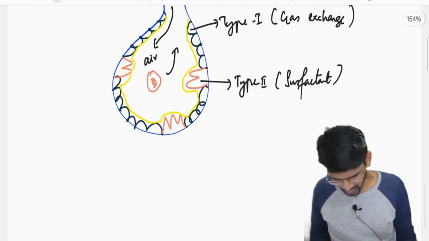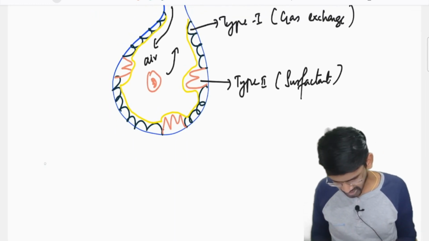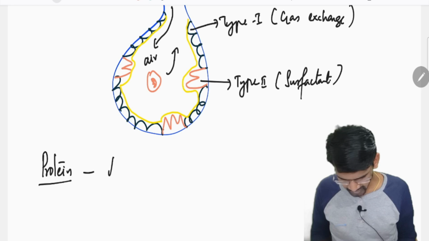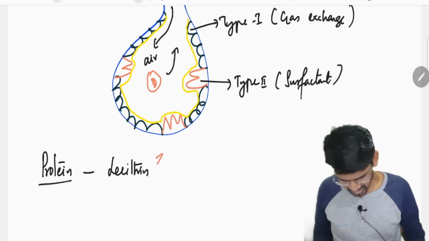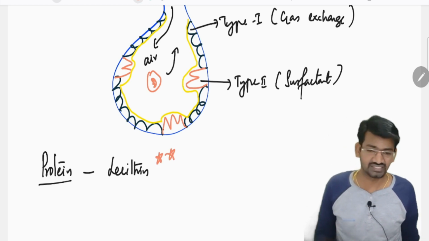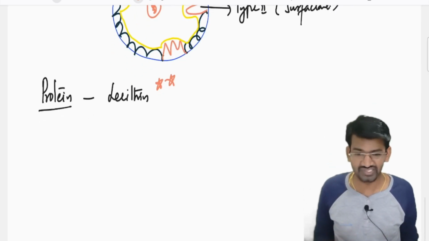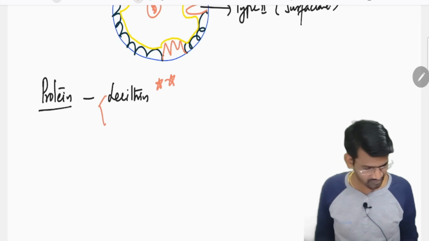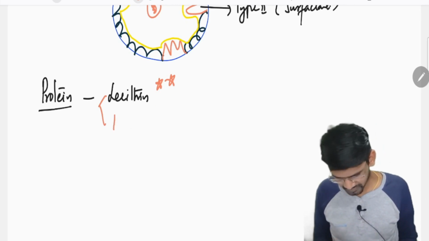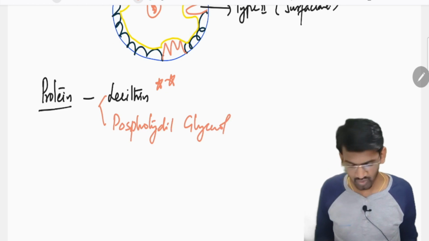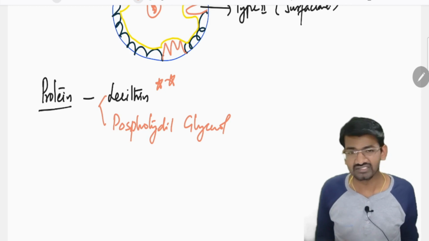As I told, it contains proteins. What are the protein contents here? The first one is lecithin. Very important: the question has been asked many times, which protein is present in the surfactant, and that is lecithin. Another molecule we have is phosphatidyl glycerol. So these are the two molecules present in the surfactant.